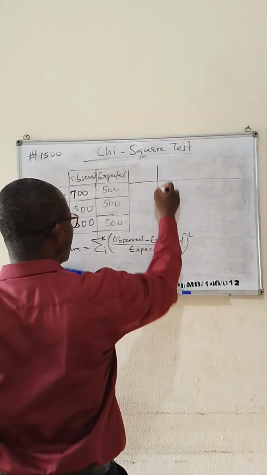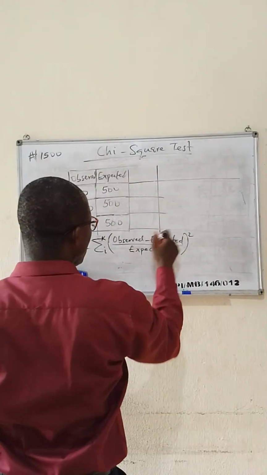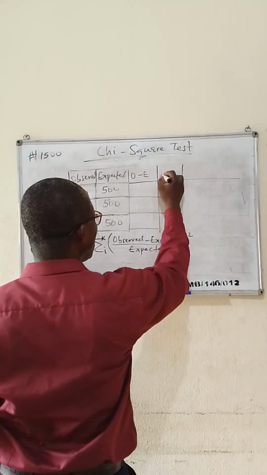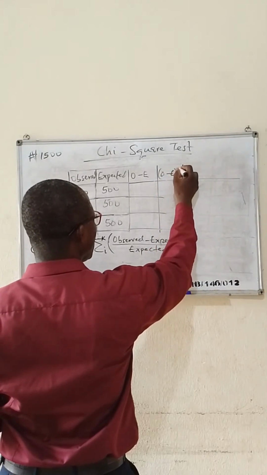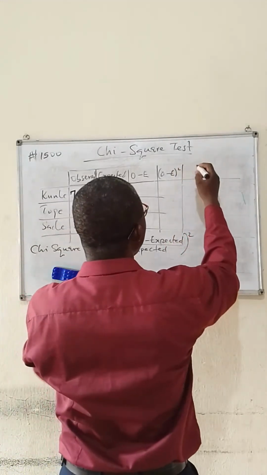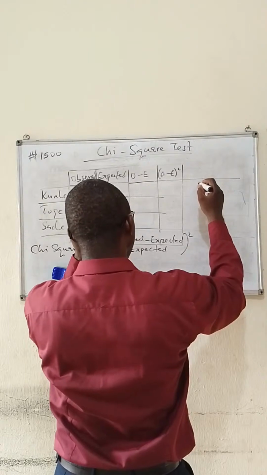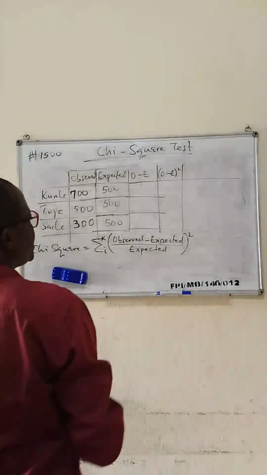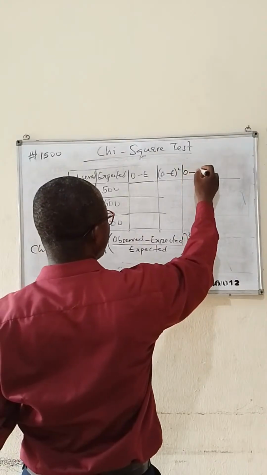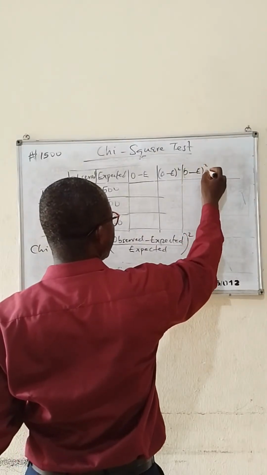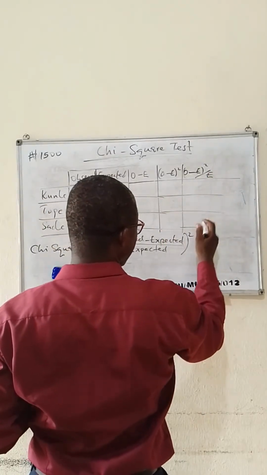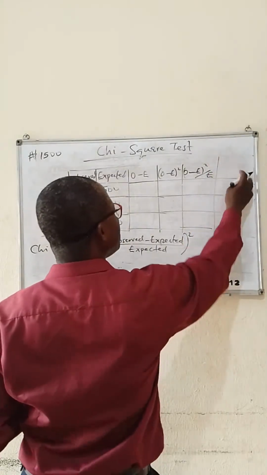Now, let's look at observed minus expected, O minus E. Then we square it, O minus E squared. Then we divide by expected: O minus E squared divided by E. And when we finish with that, we do a summation of this last column.